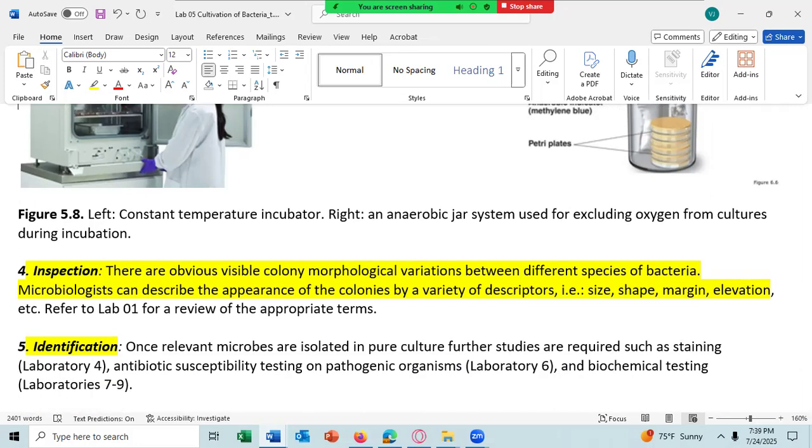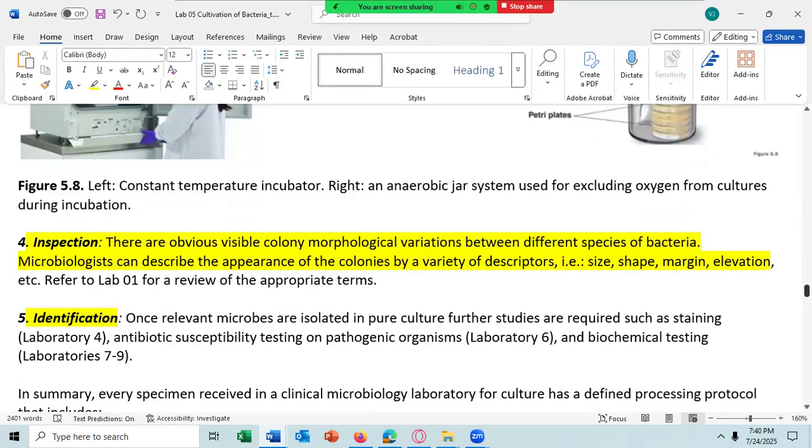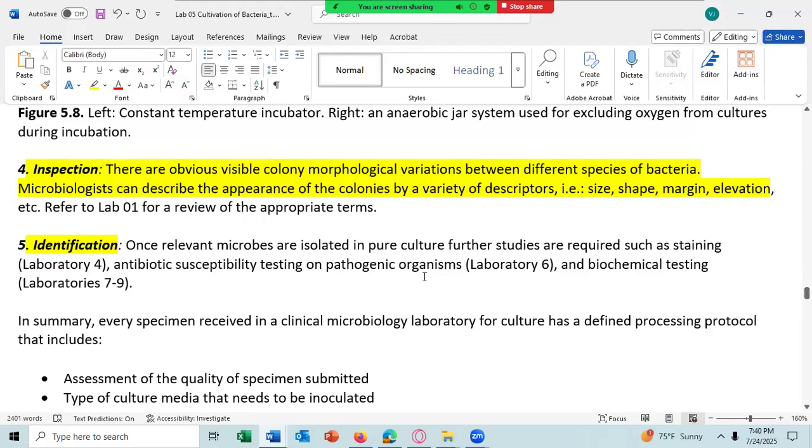All right, then there's inspection. This is looking at obvious visible colony morphological variations to begin to differentiate the species. Microbiologists can describe the colonies by a variety of colony descriptions, like their size, their shape, their margin, their elevation, and their pigmentation. That will not be enough to identify the species, but it begins to identify the species. And then you do identification where you run specific tests to begin to identify the species.